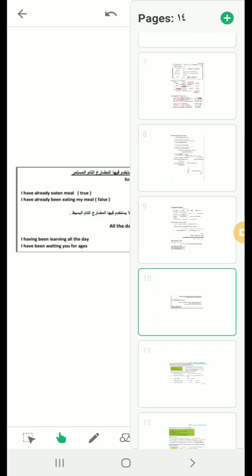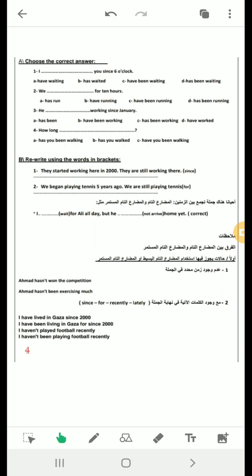Now, let's answer these questions. I, Farag, you since 6 o'clock. I have waiting, have waited, have been waiting, has been waiting. Has been waiting, wrong, because I have, not has. So have waited also wrong. We have waiting, have been waiting. Have waiting, false. But have been waiting. Here, waiting with have, without been, wrong. So the answer is have been waiting.